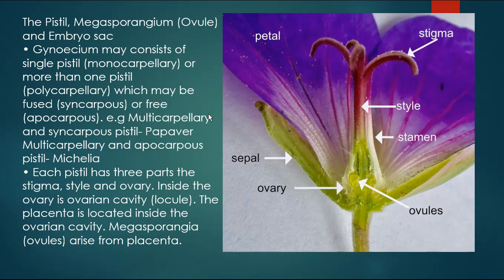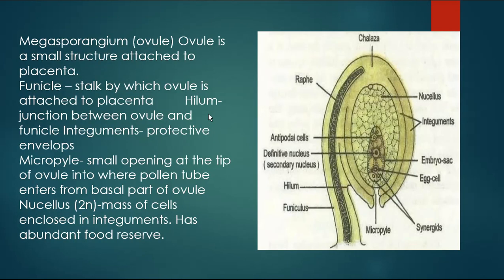Each pistil has three parts: the stigma, style, and ovary. The stigma serves as a landing platform for pollen grains. The style is the elongated, slender part beneath the stigma. The basal bulged part of the pistil is the ovary. Inside the ovary is the ovarian cavity. We can call it as locule. The placenta is located inside the ovarian cavity. Inside the ovary, ovules are present. The number of ovules in an ovary may be one or many. The megasporangium, that is ovule.